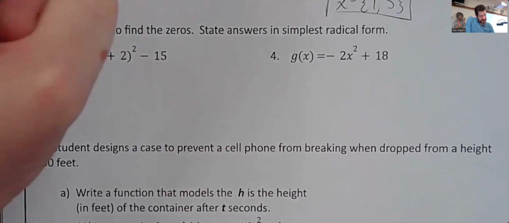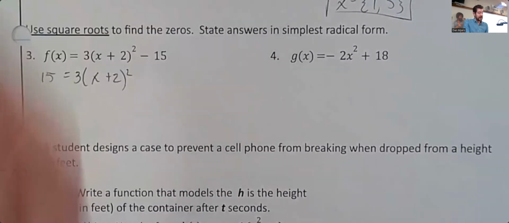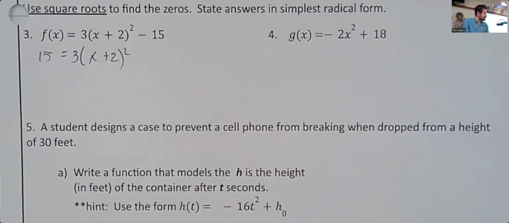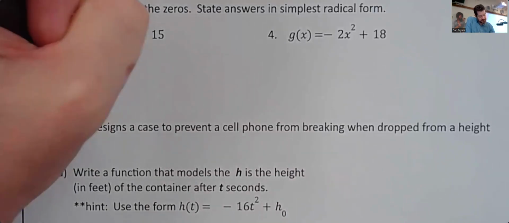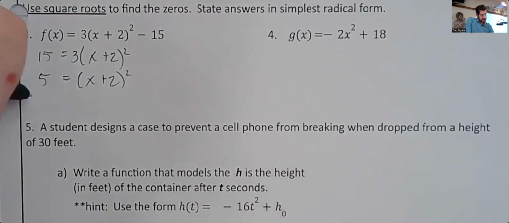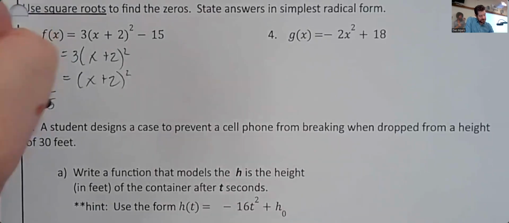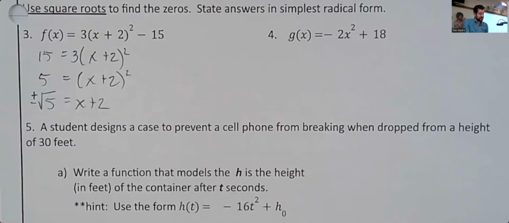equals 3 times x plus 2 squared. And then we're going to divide by 3. So that'll be 5 equals x plus 2 squared. Square root both sides. So that'll be positive and negative square root of 5 equals x plus 2.